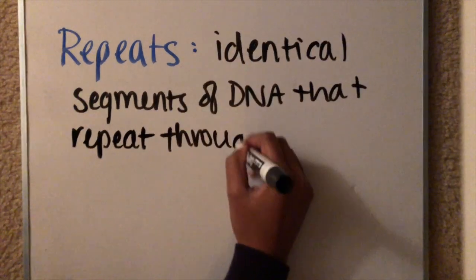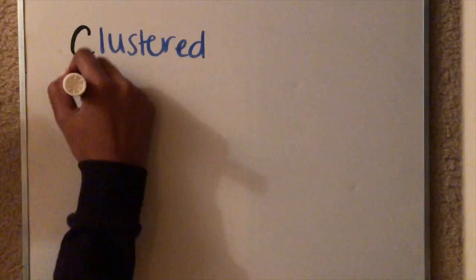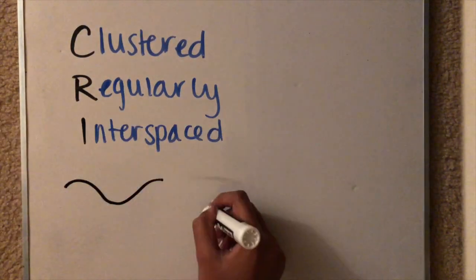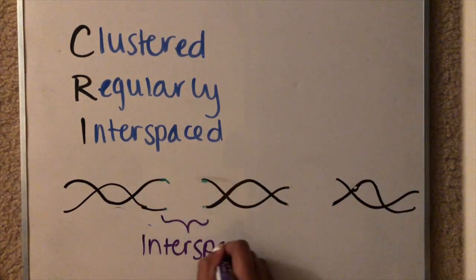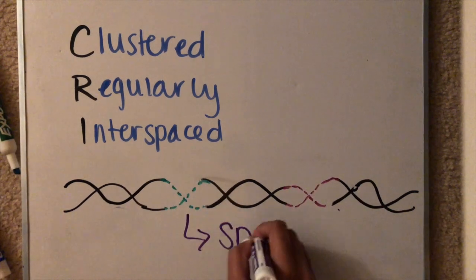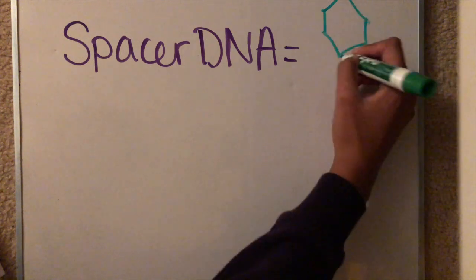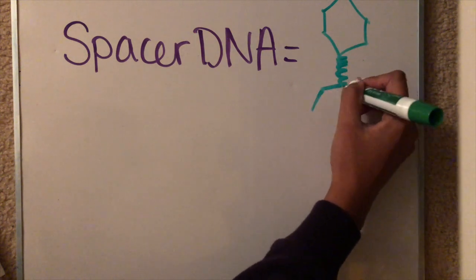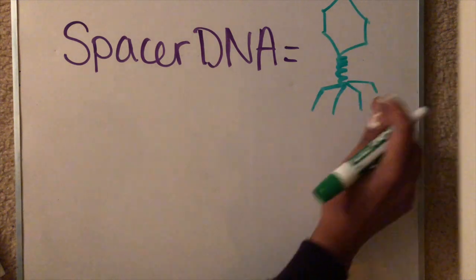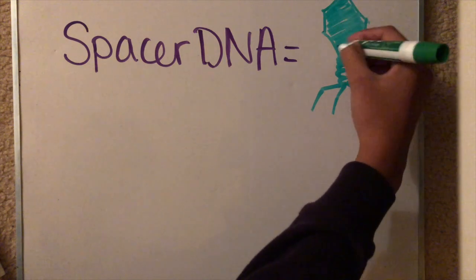Next, clustered regularly interspaced, or CRI in CRISPR, means the identical DNA segments are interspaced in the DNA segment, or there is a space between each segment. So, between each identical component, there is spacer DNA, an essential piece. A spacer DNA is similar to the DNA of a bacteriophage. It identifies with viral DNA.